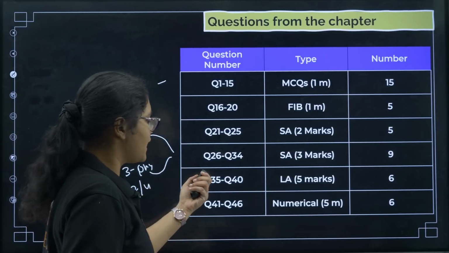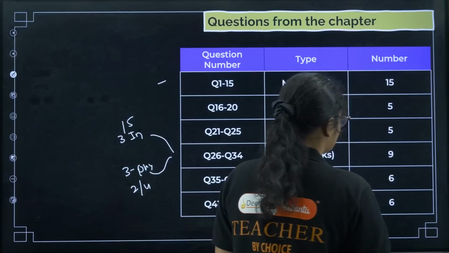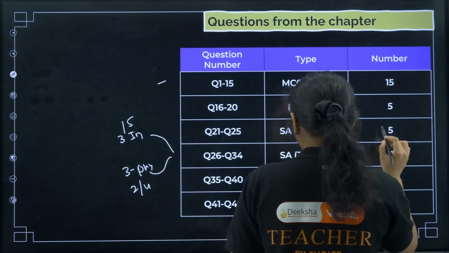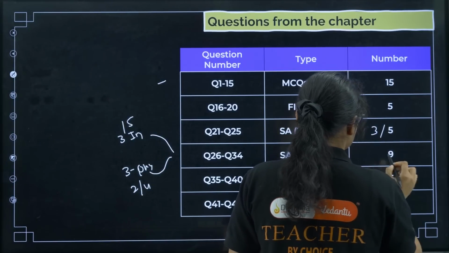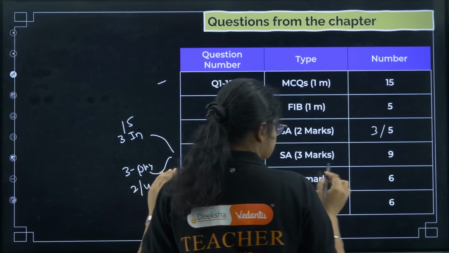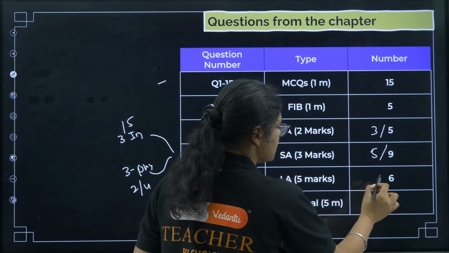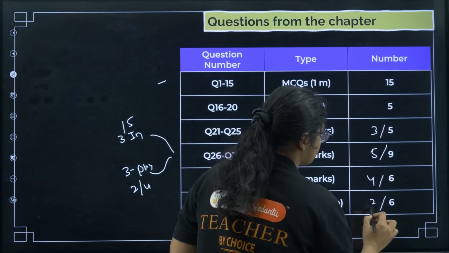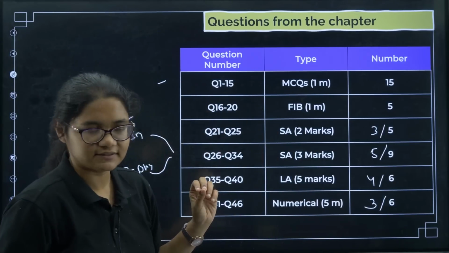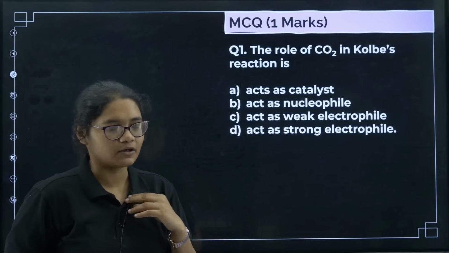Okay, then you have long answer questions. 6 questions are there where you have to attempt 4 questions. Just let me write down here. This is 3 out of 5 and here in total you will have 5 plus 4, 9 questions, and you have to attempt 3 plus 2, 5 out of 9 questions, 4 out of 6 questions, 3 out of 6 numerical questions. Okay, so now moving to the first section, that is the 1-marker questions.